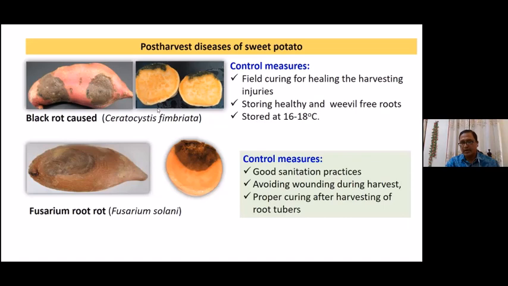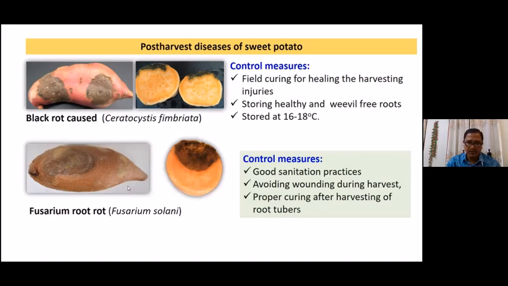And then sorting, and we will free the tuber for storage and store them in a little bit cooler place. That will help to eliminate black rot disease of sweet potato. And Fusarium rot is another disease caused in store, in post harvest. The tubers are severely affected, and the tuber will be unfit for consumption, and it's not even possible to market it. So that should be controlled after harvesting.